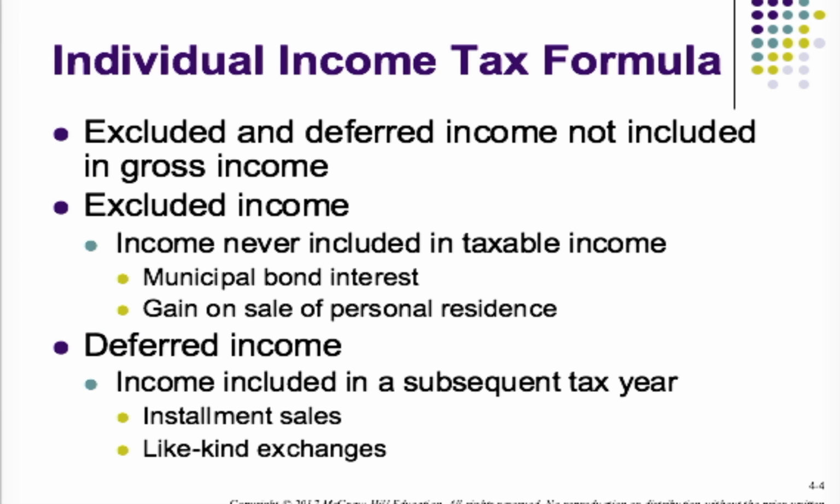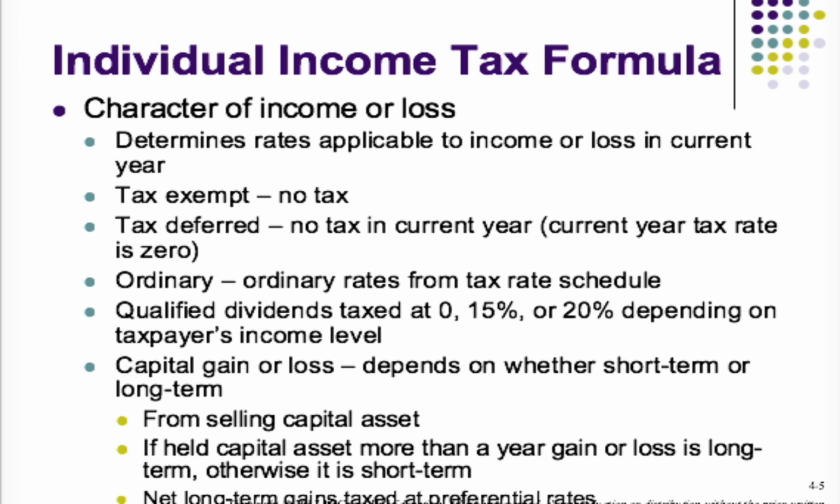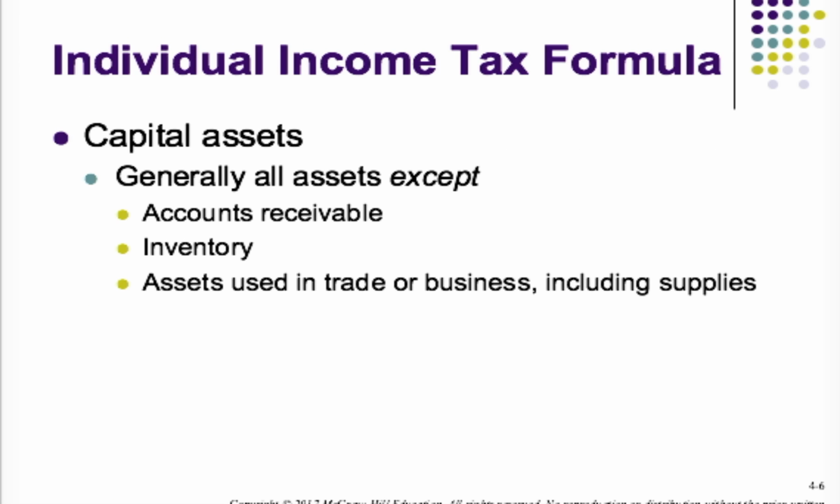Excluded and deferred income are the types of income not included for tax purposes, and depending on whether the exclusion is temporary or permanent, it would fit into one of those two categories. In calculating tax liability, it's oftentimes necessary to determine the character of income or loss to determine if something is taxable, and if taxable, at what rate. For individuals, generally, all assets are considered capital assets with these exceptions that you see on this slide. And you'll see why that's important as we move forward.